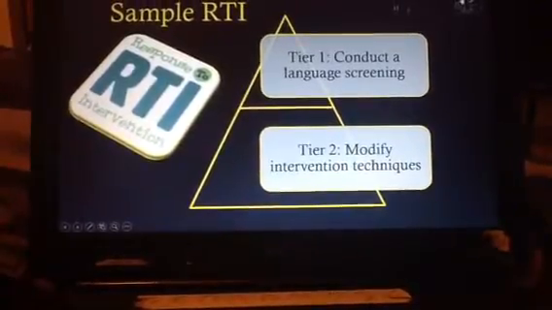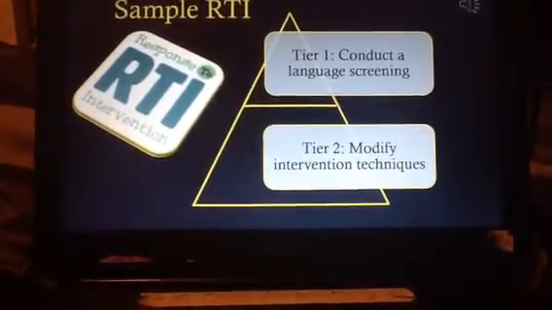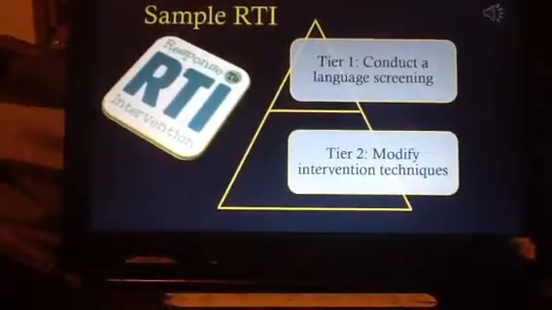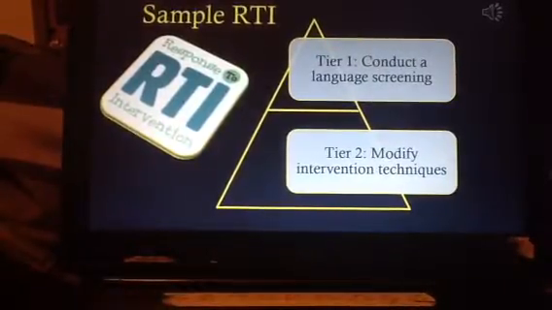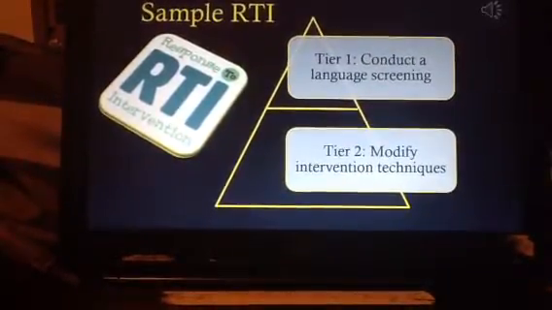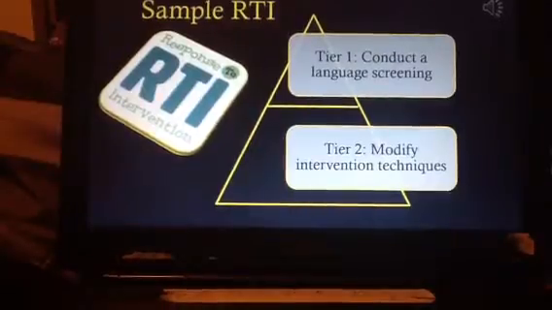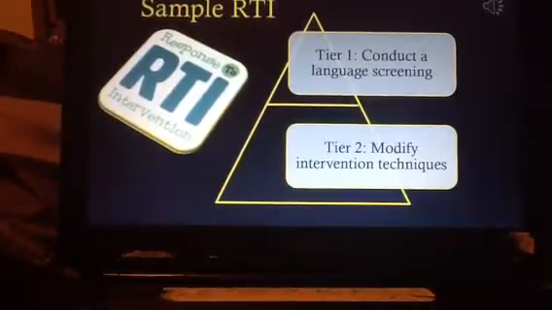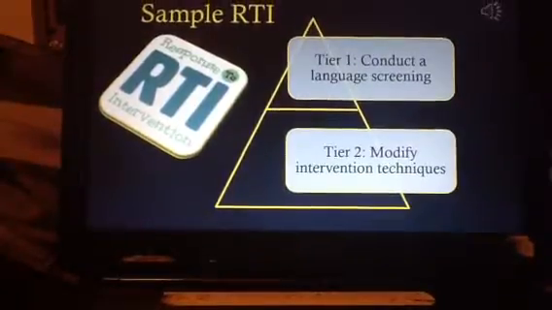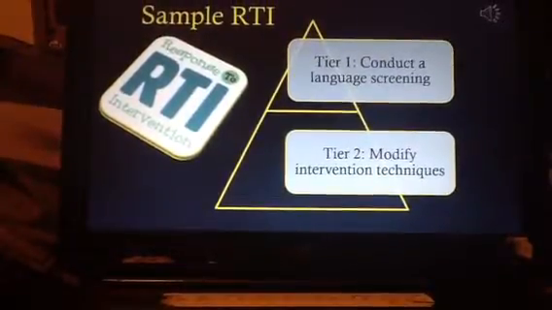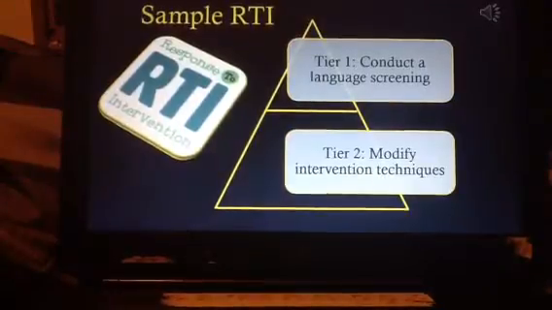I just showed you this tier, and normally we sometimes have 3 tiers, but I'm showing you just this one as an example. So, a sample RTI. Tier 1 could be conducting a language screening for all new students to see if a language other than English is spoken in the home. That's done for all students, sent home normally in the first week of school for every student.